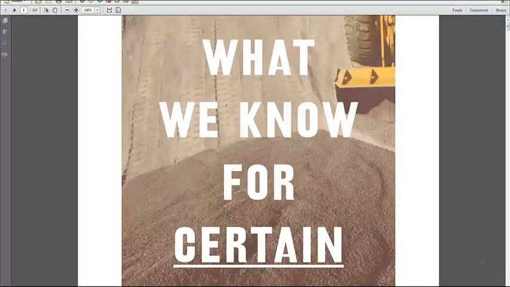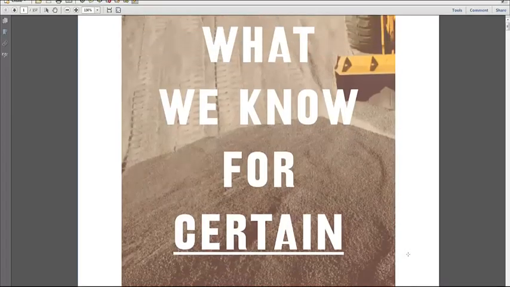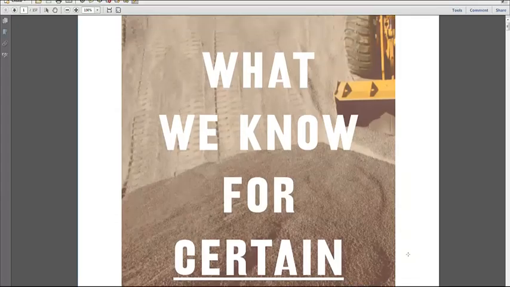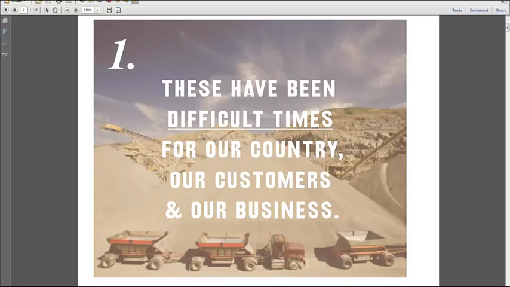Okay, here's the front page of the Vulcan Materials Company 2010 annual report. It says what we know for certain. So they're going to tell us, I guess, what they know for certain. You can see in the background that this is probably a construction-related company. I see a big pile of gravel and a loader. So then, here we go. So let's find out what they know for certain.